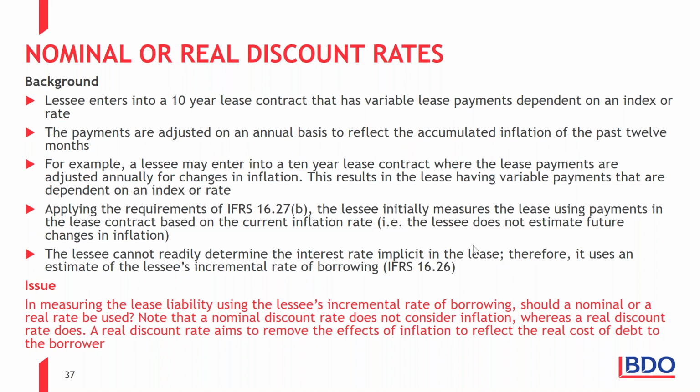So a lessee may enter into a 10-year lease contract where the lease payments are adjusted annually for inflation and have variable payments. So we've got an indexed rate loan here. I don't see why real rates would be applied. I think the case here is that the principal is adjusted by inflation. I think we are looking at a nominal discount rate to discount this instrument back to present value.